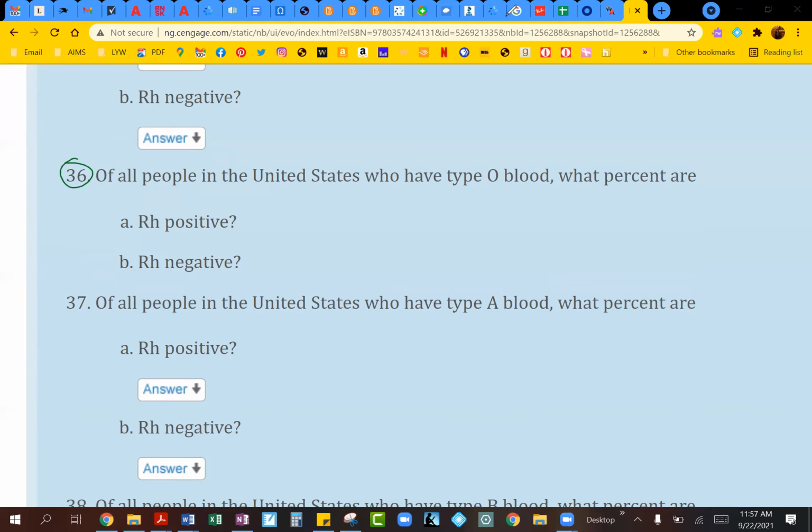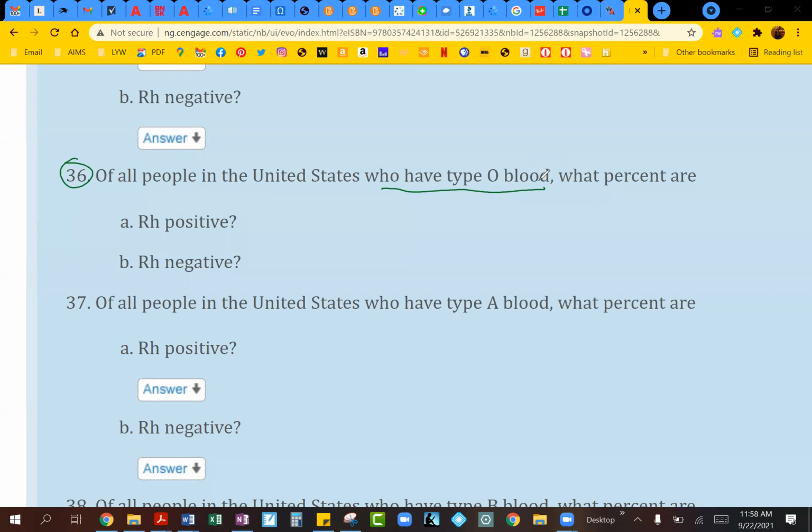I was thinking we would do O positive divided by O, and then O negative divided by O. Yeah. Brandon, even though they are saying of all the people, they're actually saying of all the people who have type O blood, right? So they're specifying that from the total people we're looking at, from those who have type O, what percentage would be RH positive and what would be RH negative.